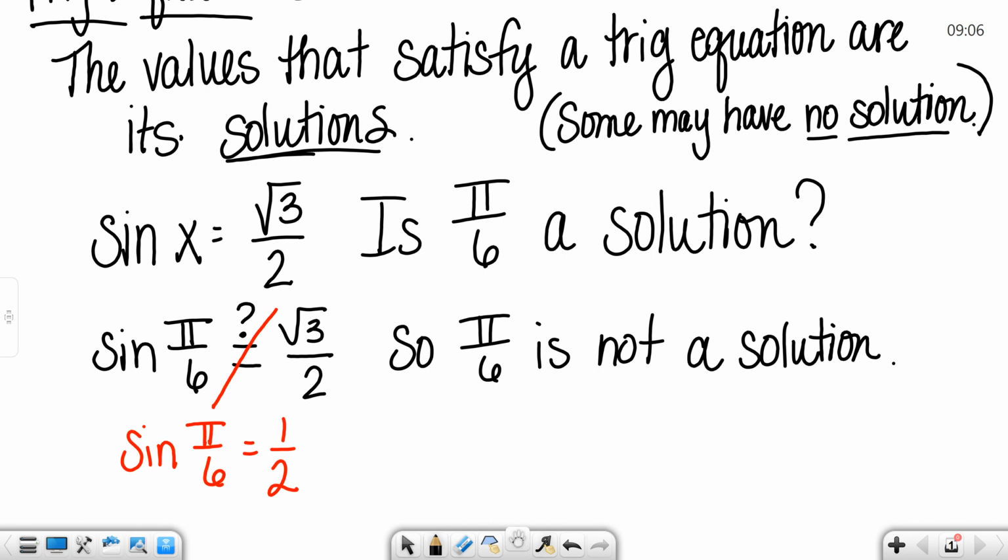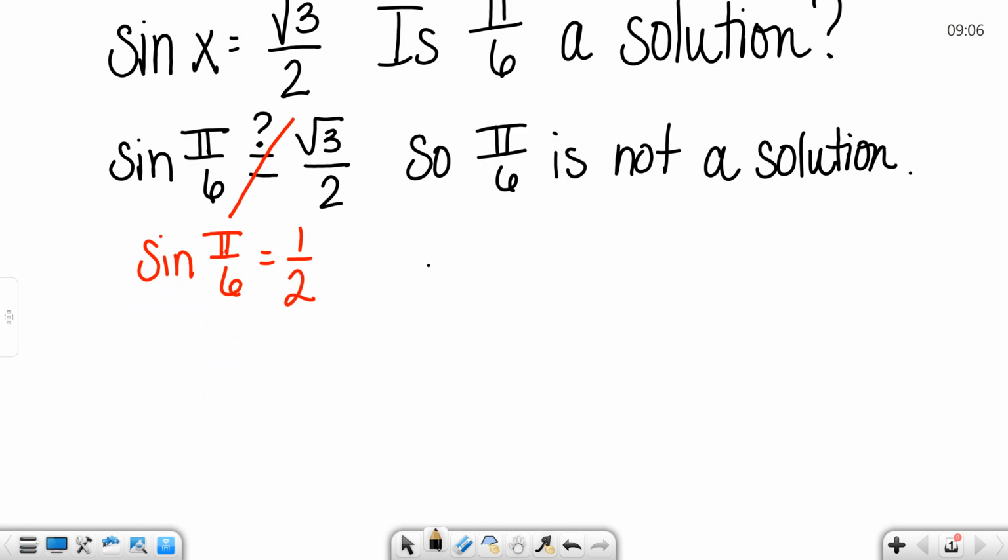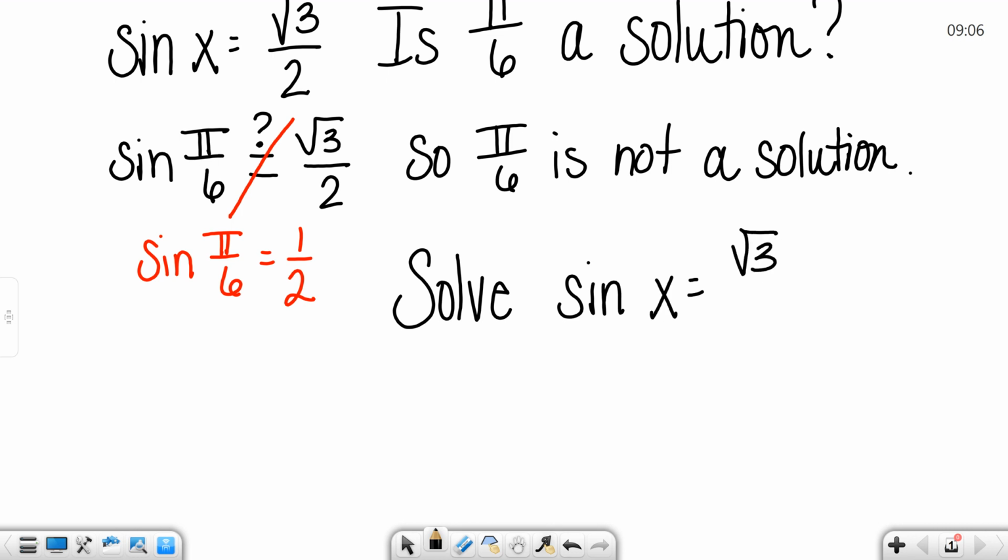All right, so now I'm going to ask you, well, what is the solution? Let's solve that. We checked pi over 6, and it wasn't the solution. So now I'm saying, okay, well, let's solve for x. In other words, let's find that solution. Now, the easiest way for me would be either the unit circle, or I particularly like the hand trick.